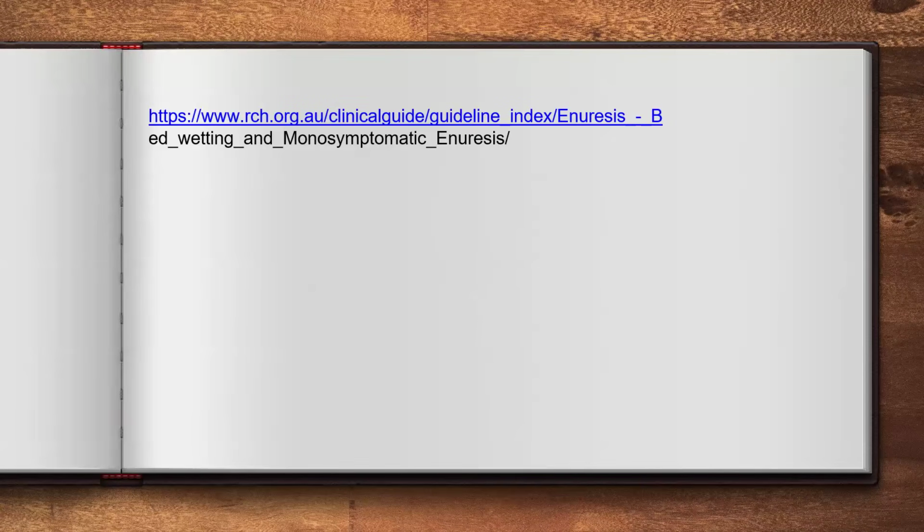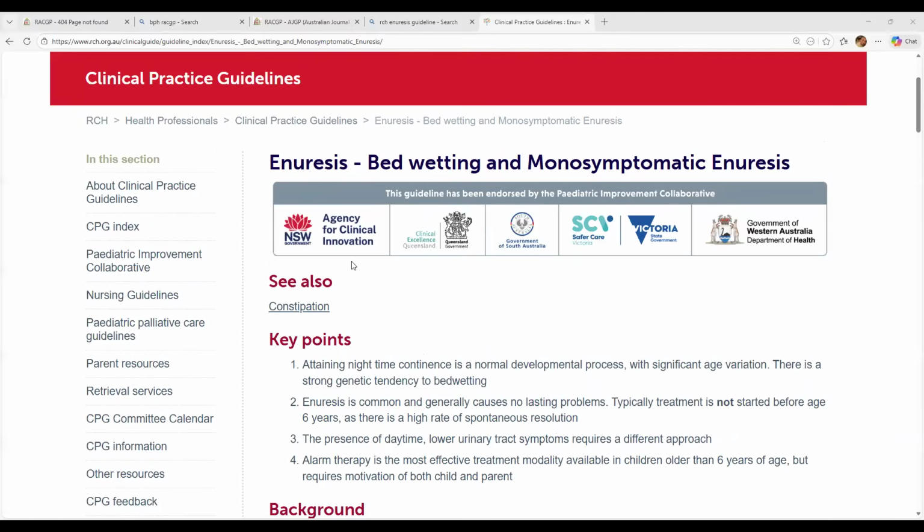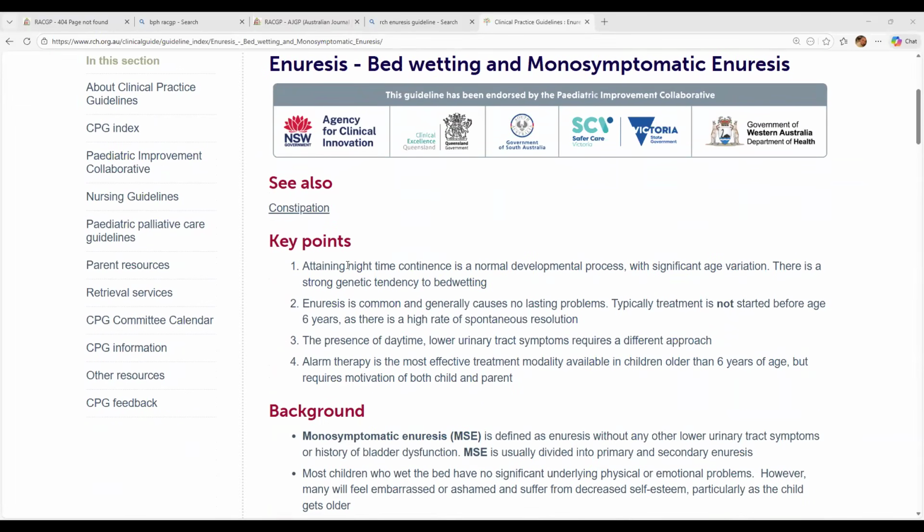You can study enuresis from RCH. Let me just quickly open this guideline for you. All right. Let me share my screen with you quickly. This is the whole topic of enuresis in RCH, which is the tablet, Dr. Susmita. Nasal spray is not recommended anymore.